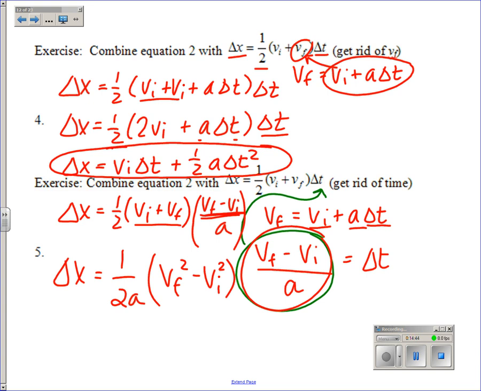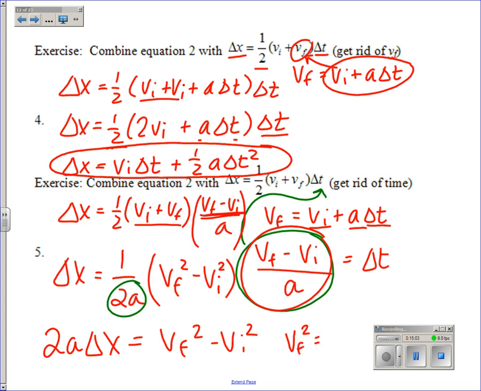Now I'm going to multiply both sides by 2a. So if I multiply both sides by 2a, I'm going to get 2a delta x equals vf squared minus vi squared. And then sometimes you'll see this equation written a little bit differently. You'll see it solved for vf. You'll see vf squared equals vi squared plus 2a delta x. We'll pause there to catch our breath, and we'll pick up on the next VODcast.